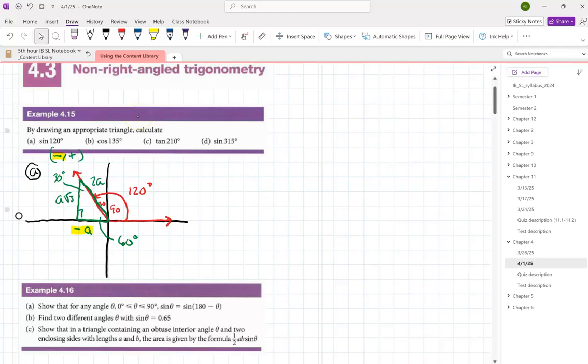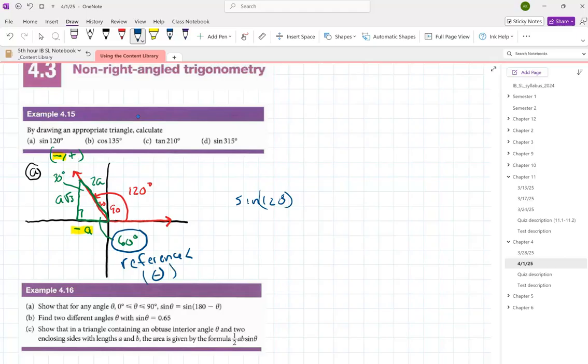Now, this angle here is what we call our reference angle. So sine of 120, and I'll call that reference angle theta, is going to be equivalent to sine of theta. So that's going to be opposite over hypotenuse. So my answer should be root 3 over 2.